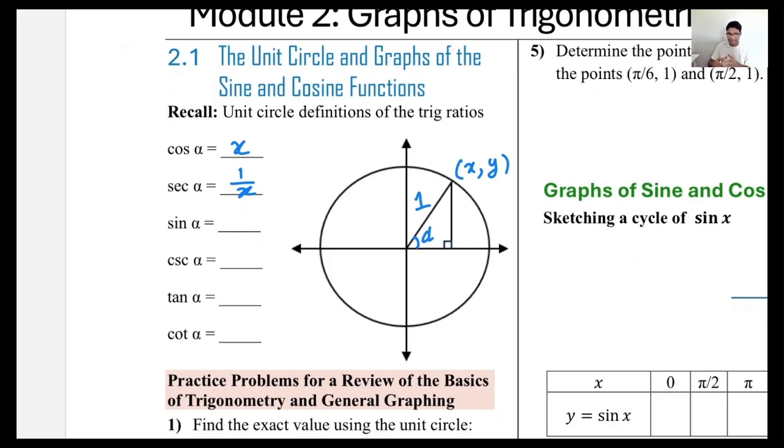Sin alpha is the opposite over hypotenuse. This was cos alpha, okay, and sin alpha is here. Opposite over hypotenuse, and opposite is y coordinate and hypotenuse is 1, so y coordinate on the unit circle is the value of sin alpha. Cosec alpha is the reciprocal of that, 1 over y. Tan alpha is the ratio of opposite over adjacent, right? So that will become y coordinate over x coordinate, and cot alpha, its reciprocal, x coordinate over y coordinate.